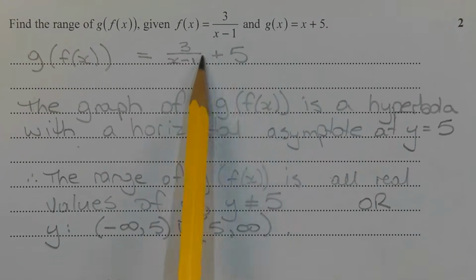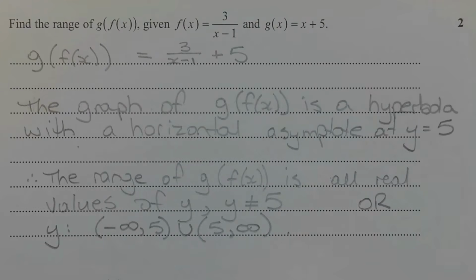Then we add 5. Now what does the plus 5 do? That shifts the hyperbola 3 over x minus 1 upwards by 5 units. That means the horizontal asymptote has also moved upward by 5 units. So rather than the range being all real y, but y cannot equal 0, the range becomes all real values of y, but y cannot equal 5. And I've stated that here. So the graph of g of f of x is a hyperbola with a horizontal asymptote at y equals 5.